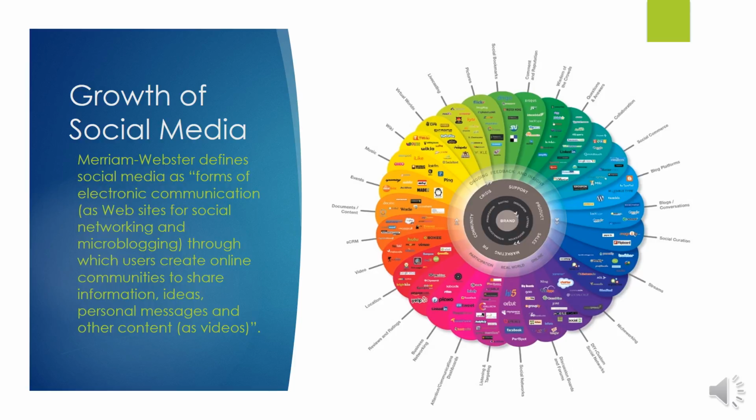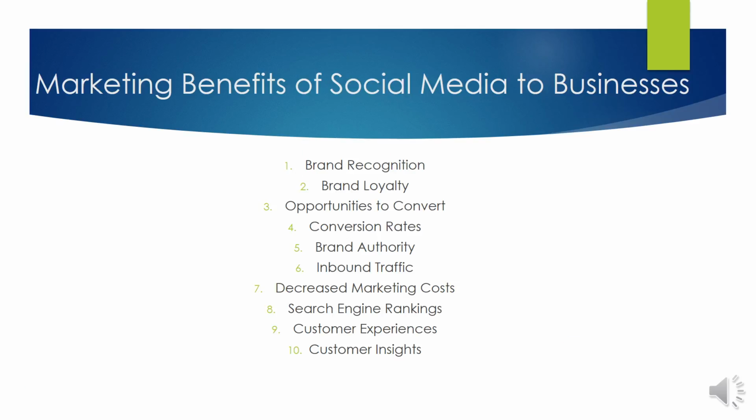Social media is defined as forms of electronic communication through which users create online communities. As you can see from the wheel on the right, the amount of online communities have increased tremendously since the late 1970s. All of these different communities exist under the giant umbrella, which is social media. It wasn't long before businesses started to use social media for their benefit as well. This slide shows 10 of the most common benefits rewarded to companies who thoughtfully and successfully use social media.